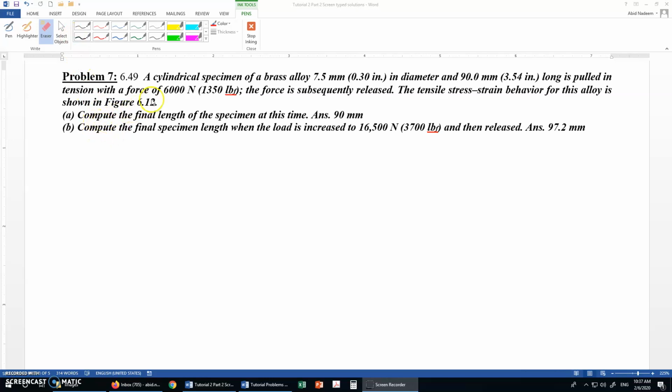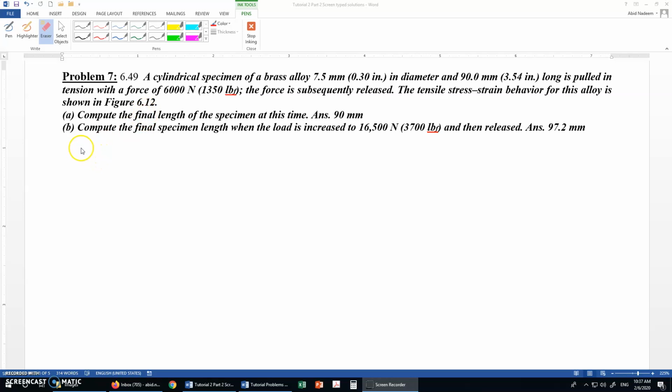So in this question, we have to find the final length of the specimen in part A. The final length we can find if we know the change in length, and the change in length we can find from the strain. It is a brass specimen, so we can find the stress, and from Hooke's law we can find the strain value, but actually we don't know whether Hooke's law will apply or not. So we need to look at figure 6.12.